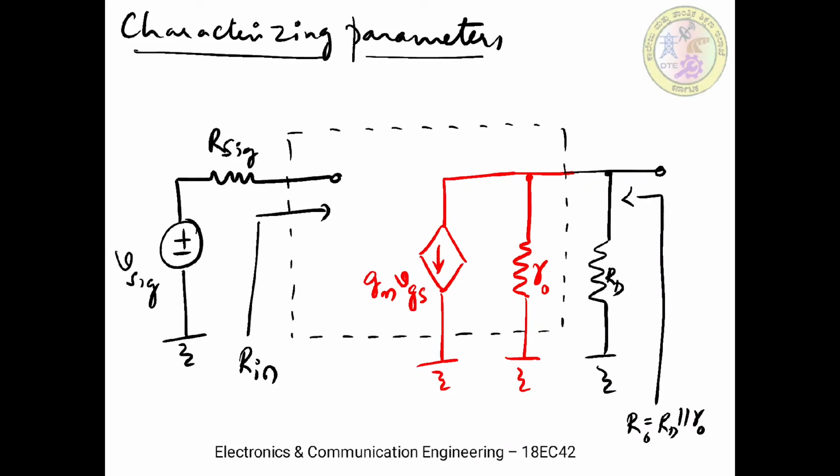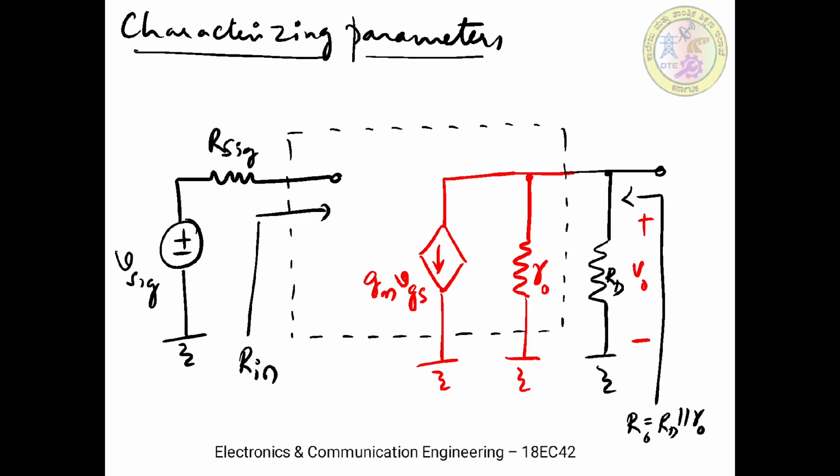So there is a difference. This small r0 is the output resistance of the MOSFET itself. Okay, but capital R0 is the output resistance of the amplifier, which is obtained by looking back into the amplifier from the output terminals. Okay, so then here we are writing V0 across this output terminal, that is, across RD. Okay, and where is this Vi?